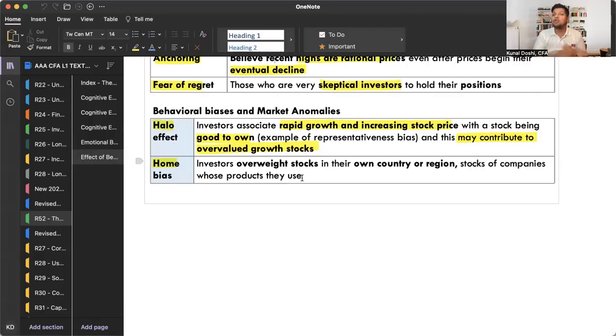Home bias is where investors are more comfortable with and confident about their own country stocks or own regional stocks, and they feel they are safer. So that's the way investors behave with domestic investments. They have by default considered that foreign investments are riskier than domestic investments. So they overweight stocks in their own country or region compared to other stocks. Especially stocks of companies whose products they use. So they're more biased towards that. That is home bias. Home bias is giving more preference to the stocks that you know or you consume, or probably your home country stocks. That is where you give more importance.